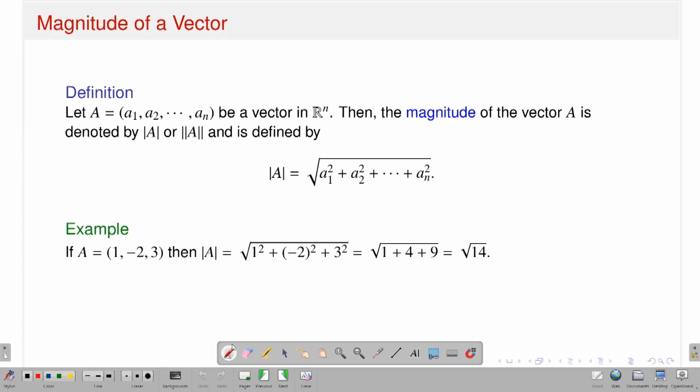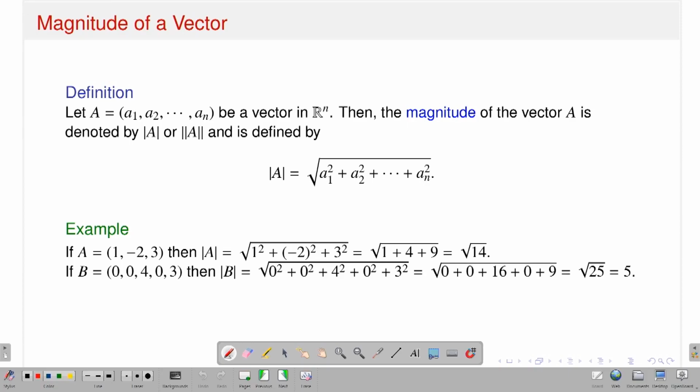For example, if I take A as the vector (1, -2, 3), then the magnitude of the vector, modulus A, is equal to the square root of 1 square plus (-2) square plus 3 square, that is the square root of 1 plus 4 plus 9, which is the square root of 14.